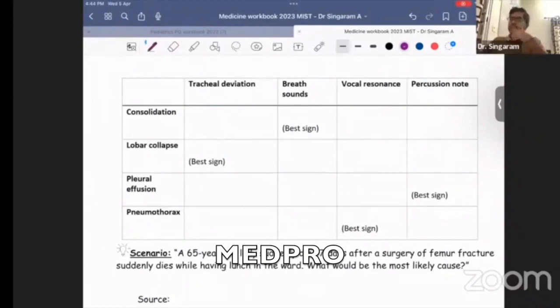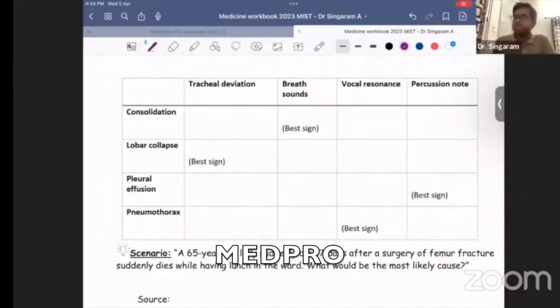Now, 4 conditions I have taken up for discussion. What are the 4 conditions? Consolidation, lobar collapse, pleural effusion, as well as pneumothorax. Now, this is for you to answer. I think all of you can take part in the discussion. Whatever you find relevant, you can just tell me. First one, we will start with consolidation.